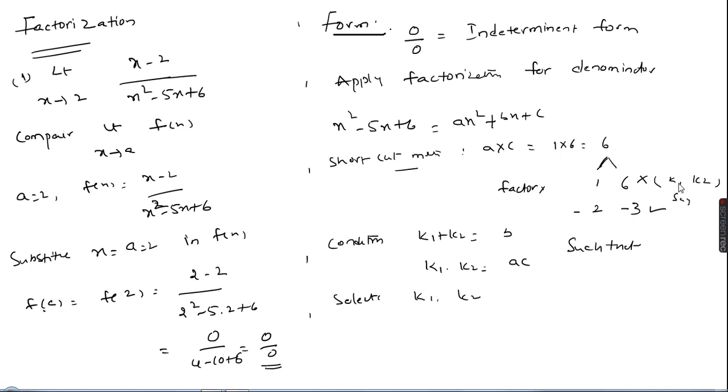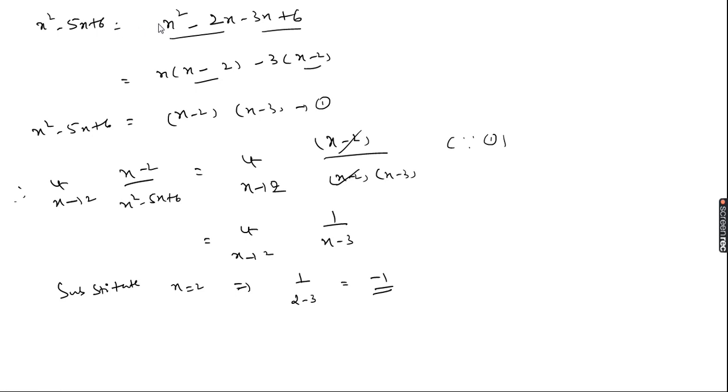So we say that the factors are k1 and k2. So what is the condition? The condition is if we do the addition k1 plus k2, we get the b value, and if we multiply k1 into k2, we get ac, such that we have to select that k1 and k2. In the same way, x square minus 5x plus 6 can be written as x square minus 2x minus 3x plus 6.